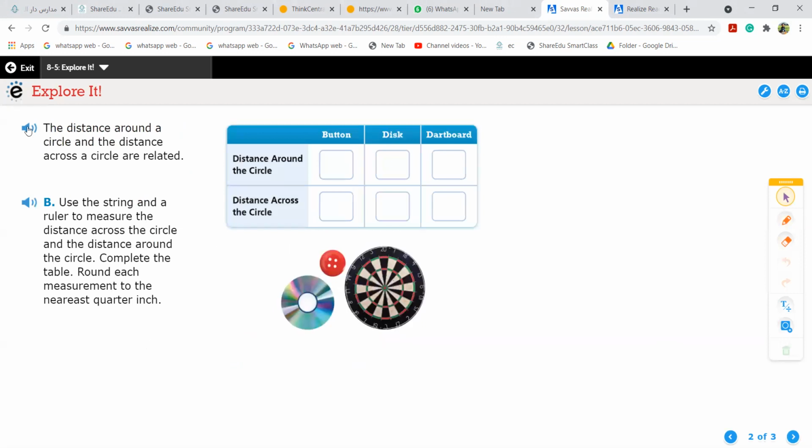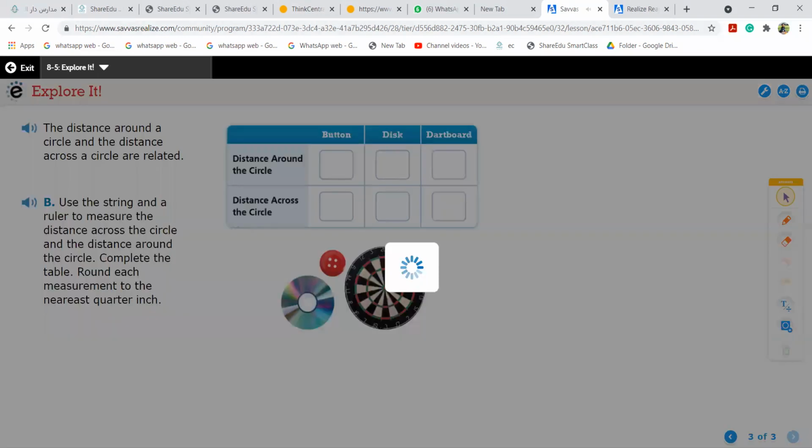The distance around a circle and the distance across a circle are related. Part B. Use the string and a ruler to measure the distance across the circle and the distance around the circle. Complete the table. Round each measurement to the nearest quarter inch. Okay, he has asked us to do that. Of course, we are not measuring now.